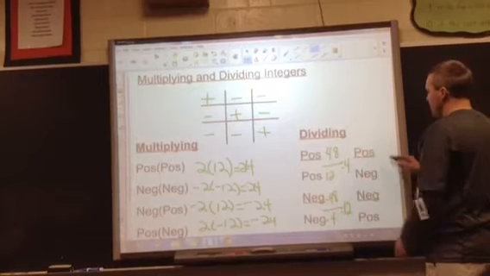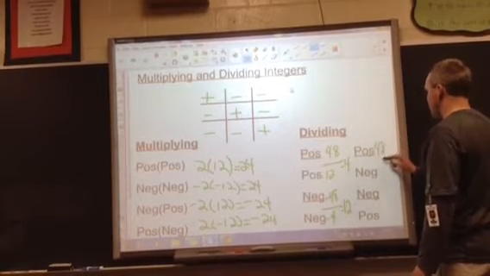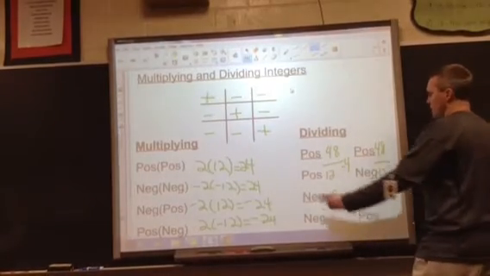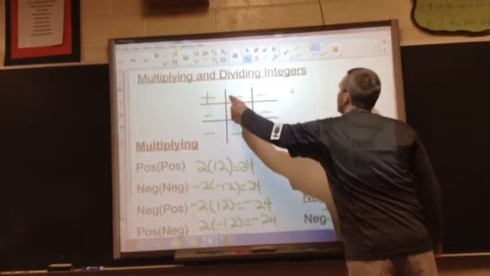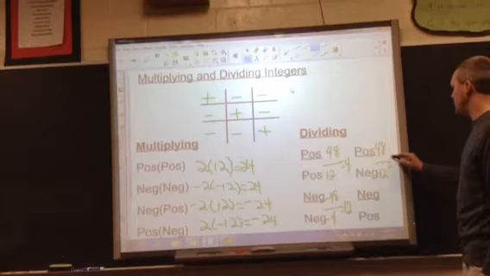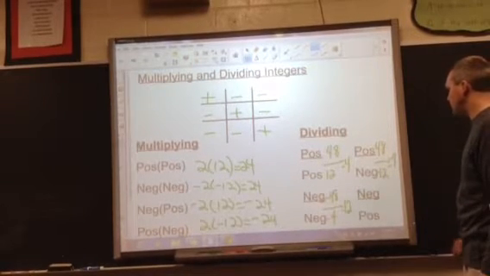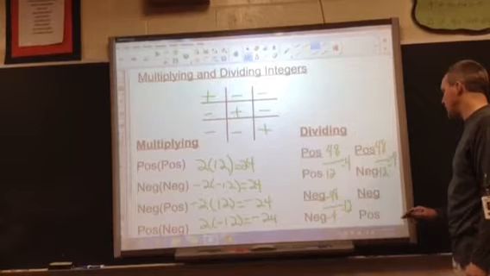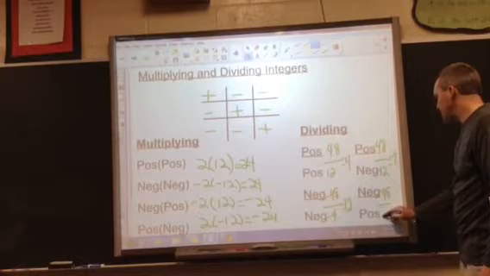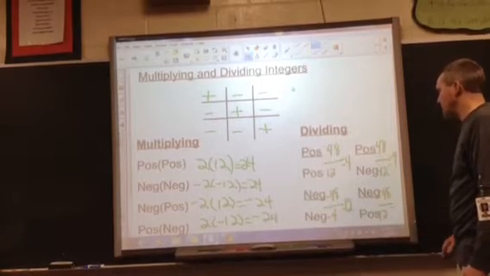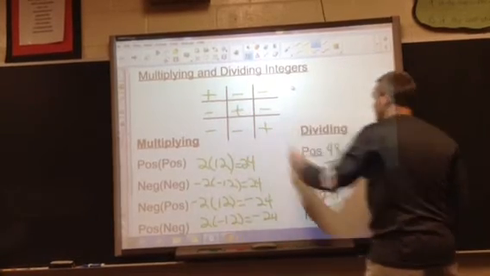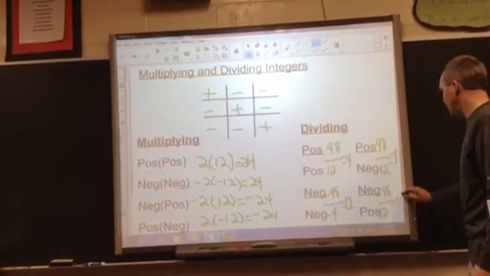A positive divided by a negative. 48 divided by negative 12. Positive divided by negative results in a negative answer. 48 divided by negative 12 is a negative 4. What happens if the negative number is first? Negative 48 divided by 12. We can look at the tic-tac-toe board to see that a negative divided by a positive is a negative answer, negative 4.